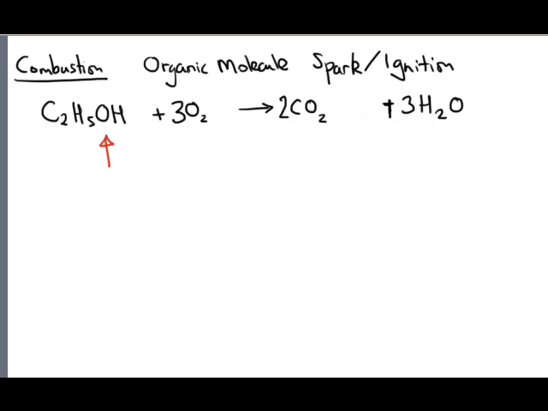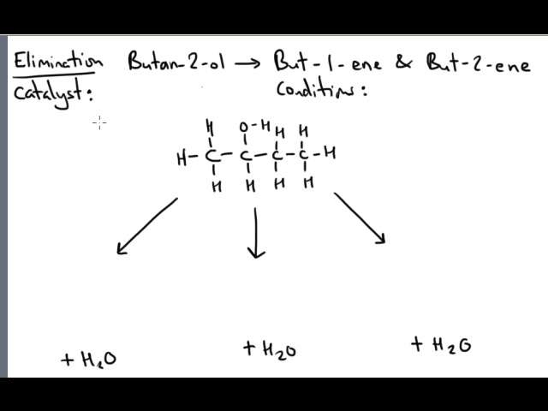Okay, now we'll move on to the elimination reactions. I'm going to pick on butan-2-ol, not a difficult example, but useful to show you this one. So butan-2-ol, when you eliminate water, so elimination is the removal of water from an alcohol, you get but-1-ene and but-2-ene.